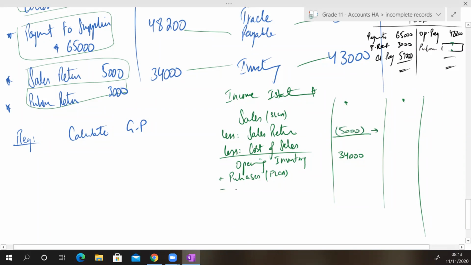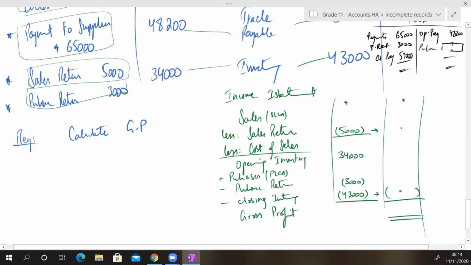Carriage inwards नहीं था, लेकिन purchase return था. Less purchase return, which is 3,000. Less closing inventory, which is 43,000. You shift the value, deduct this value from this one, so you'll have gross profit. ठीक है जी. So these were the two examples that we did in the last class.